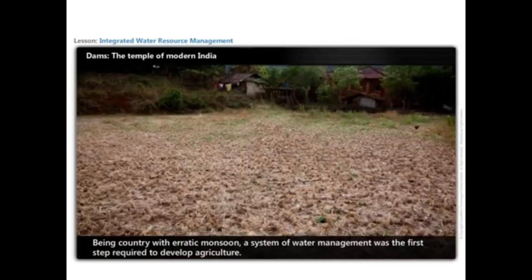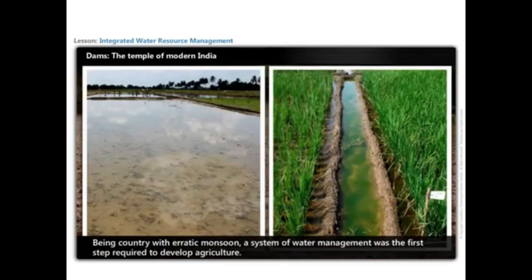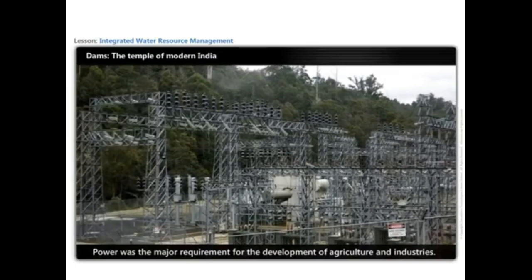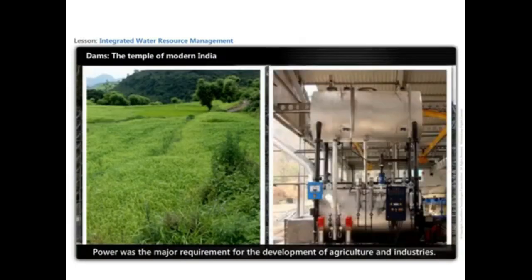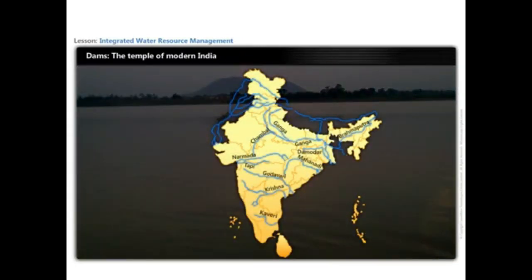Being a country with erratic monsoon, a system of water management was the first step required to develop agriculture. Secondly, power was the major requirement for the development of agriculture and industries. Thus, a common technology was used to utilize the river water in its best way and started various multipurpose river valley projects. The first such project was started on the river Damodar.